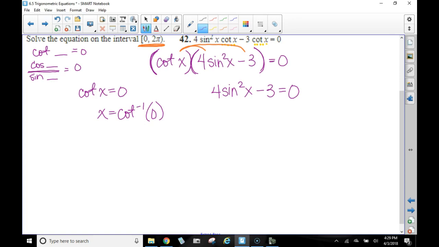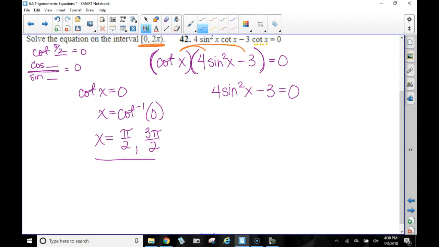So, for example, I'm thinking pi over 2 and 3 pi over 2. Those are going to be the places where cosine is 0, and also cotangent will be 0. These are also the places where tangent is undefined. Cotangent is 0. So there's 2 answers so far.